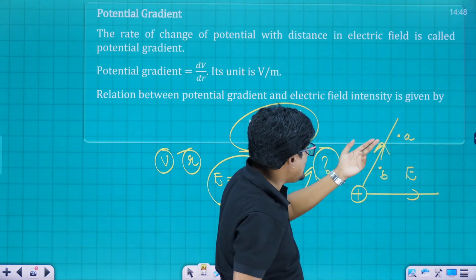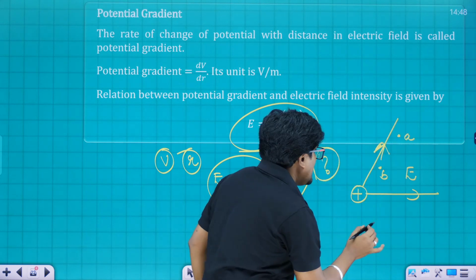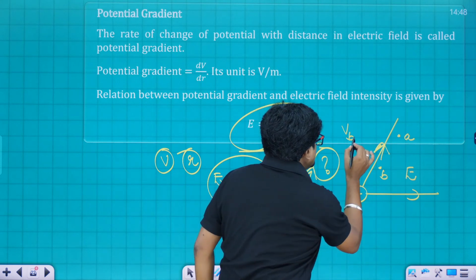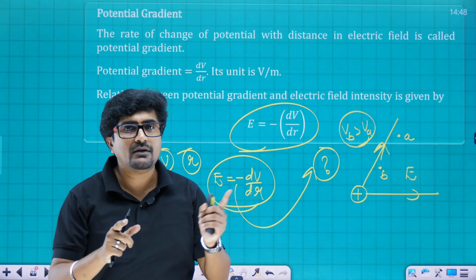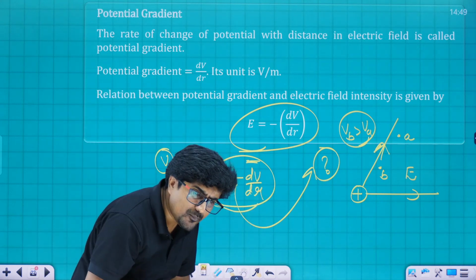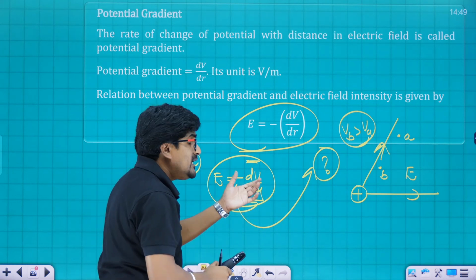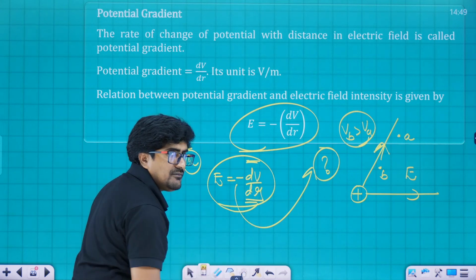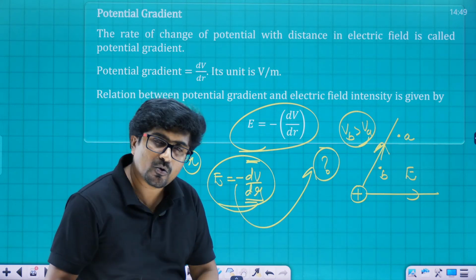Then the electric potential will increase in the opposite direction. That means if electric field is from B to A, then V suffix B, the electric potential at B, is definitely going to be greater than the electric potential at A. That is what the negative sign indicates. And dV is the small change in electric potential, and dr is the small distance for which the dV change was observed. Altogether, this dV by dr is known as potential gradient.